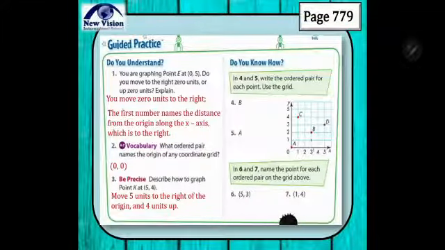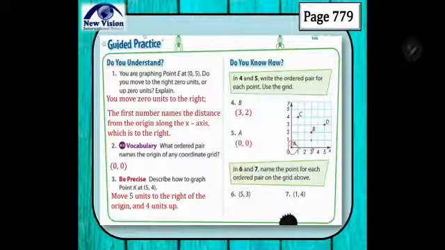Next, in 4 and 5, write the ordered pair for each point. Use the grid. For number 4, point B. So here is point B. So let's count from the origin. We have 1, 2, 3. Going up, 1, 2. So the ordered pair is 3, 2. Next, number 5 is point A. Our point A is here, and that's 0, 0.